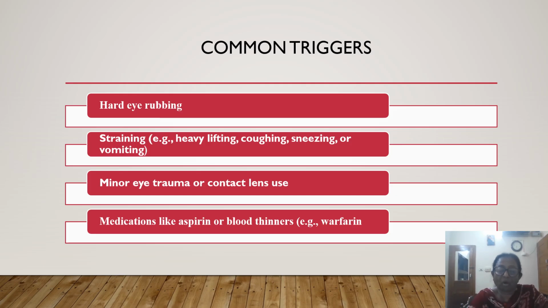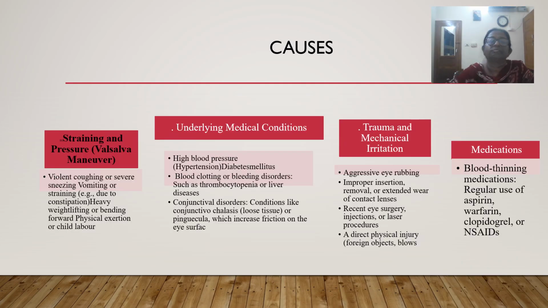A conjunctival hemorrhage, or broken blood vessel, occurs when a tiny capillary under the clear membrane covering the white of the eye breaks. It causes a bright red spot. Despite looking alarming, it is usually harmless, painless, does not affect vision, and heals on its own within 1 or 2 weeks. The common triggers are hard eye rubbing, straining or heavy lifting, coughing, sneezing or vomiting, minor eye trauma or contact lens use, and medications like aspirin or blood thinners.